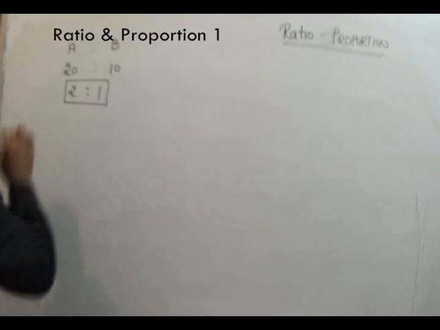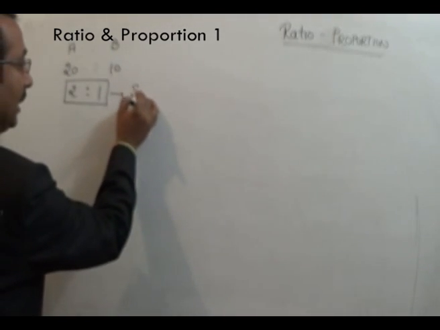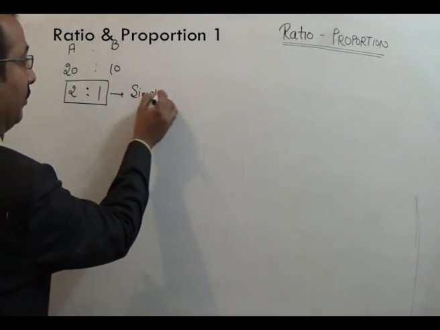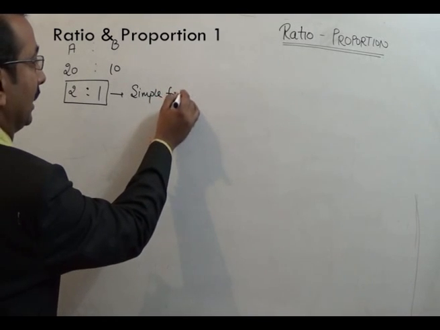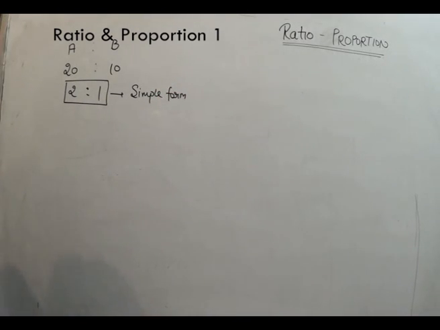The first thing that we have to understand is that ratio is always taken in the simple form. Simple form means whatever can be cancelled out, we cancel from both sides. 20:10, 10 will be cancelled out. I can say that is 2:1.